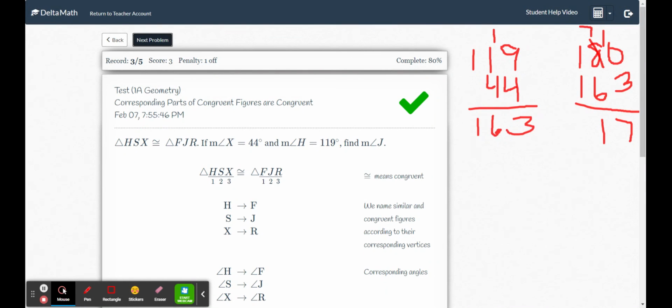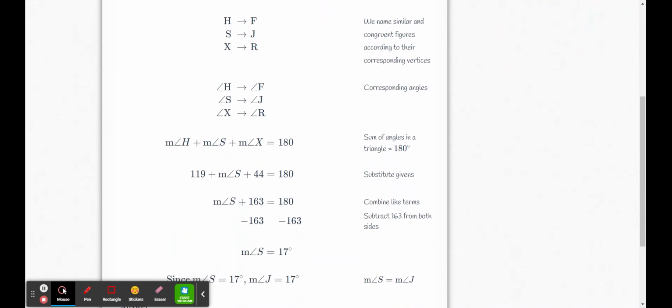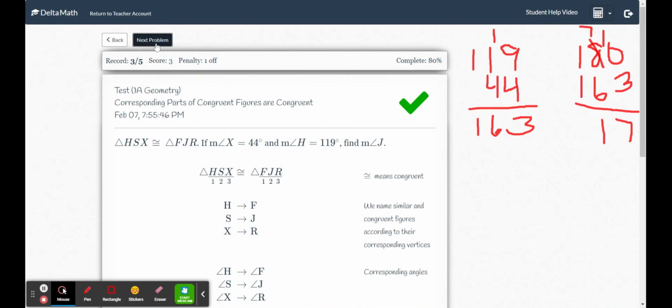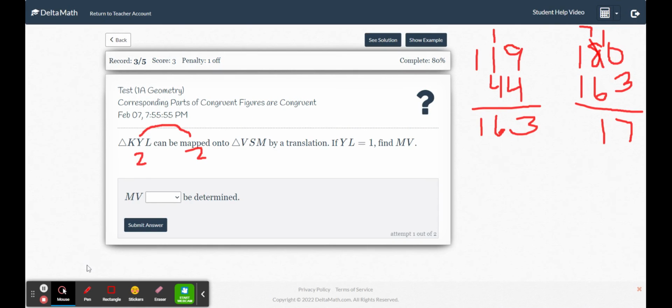All right. And so as I go through this, they show me how to do it, what to do, and they give me the process to lead up to my answer. All right. So we're going to go over one more question.